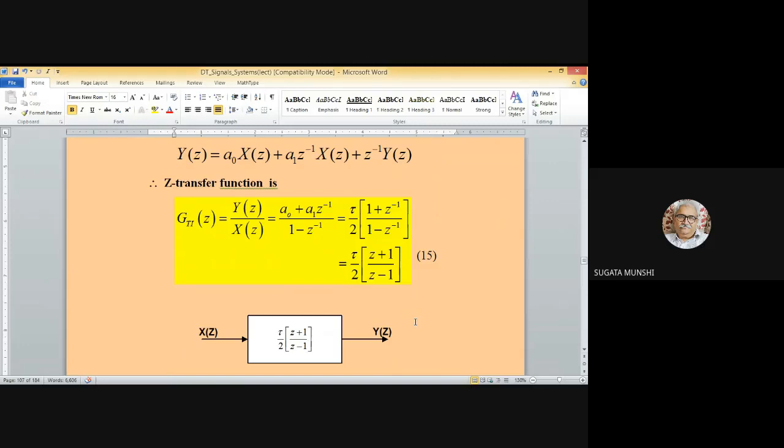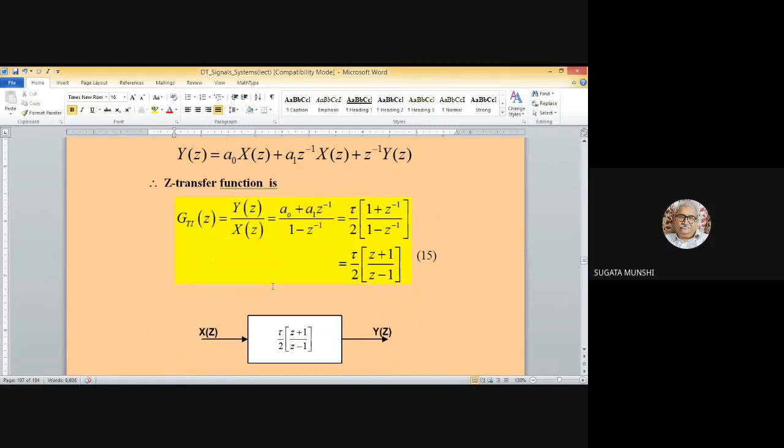The equivalence between S and Z that we obtain here, is that relation known to you? Have you come across that relation earlier? Sir, bilinear transformation. It is called bilinear transformation, also known as Tustin transformation.